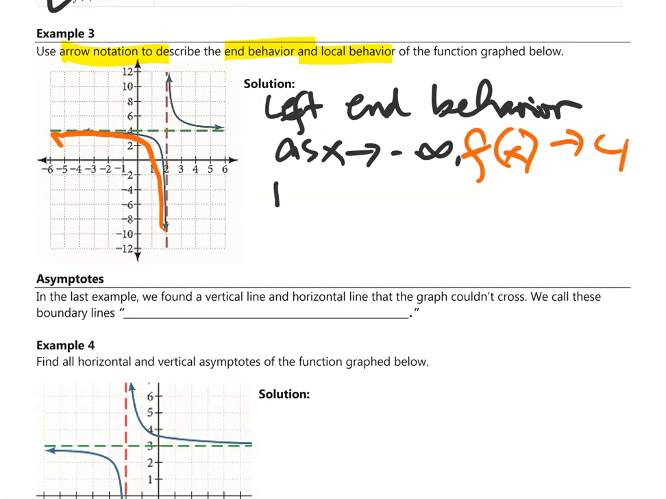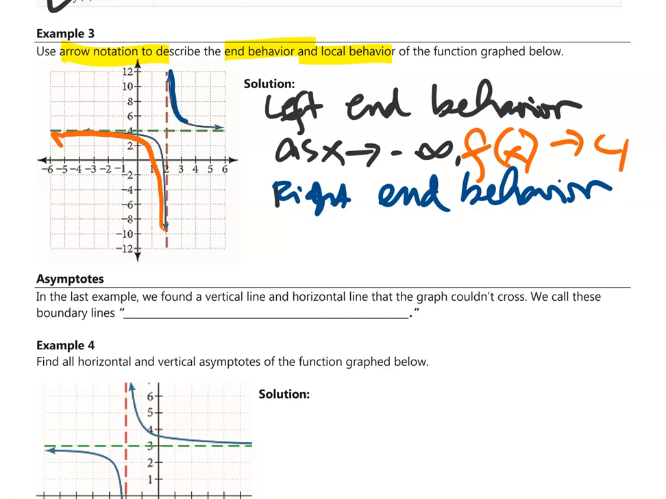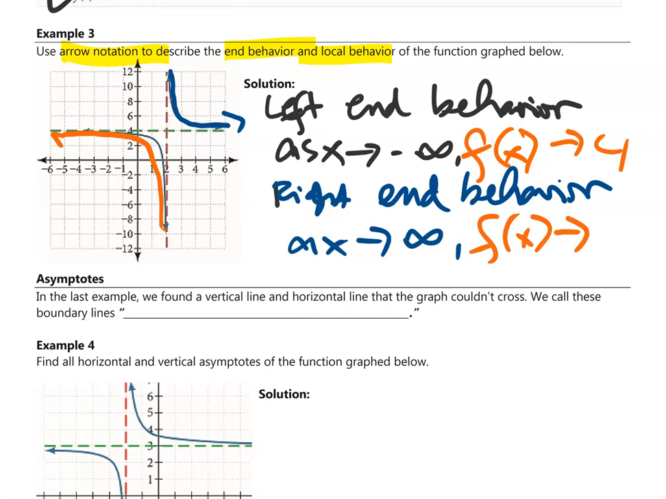And how about our right end behavior? This is the right end behavior. As x approaches positive infinity, f of x approaches also 4. So take note of these two end behaviors.